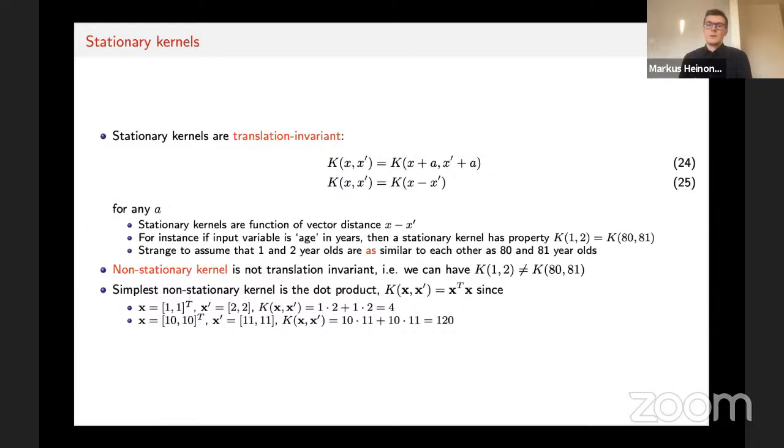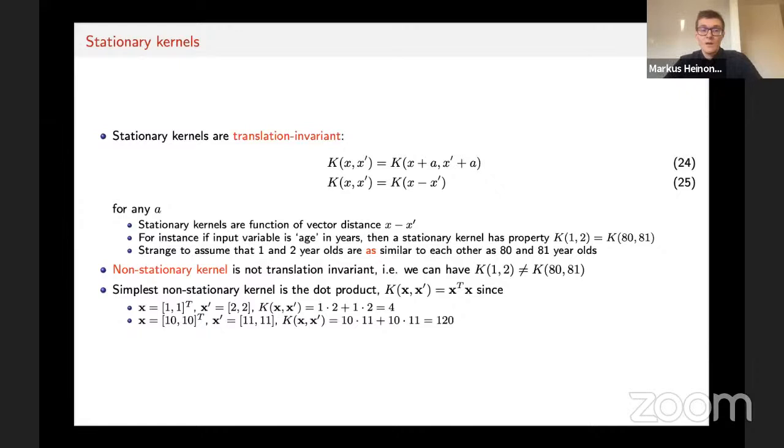But one could say, does this make sense? Why would you say this? Clearly the differences are different and not the same. A non-stationary kernel wouldn't make this assumption, and it would not be translation invariant. It could give different similarities to two inputs which are scaled differently: we still have the same distance, but they're in a different location in the data space.